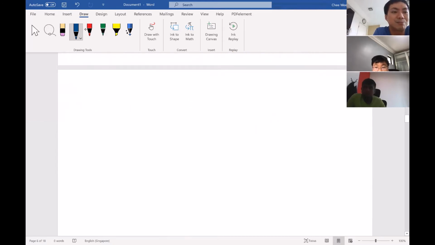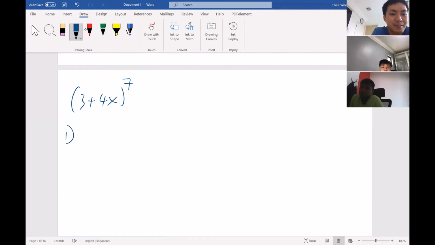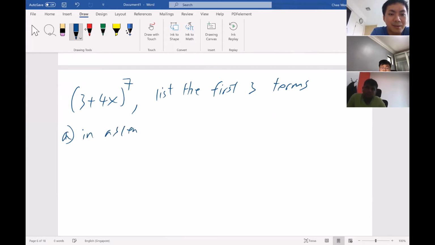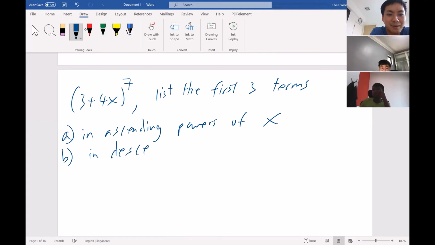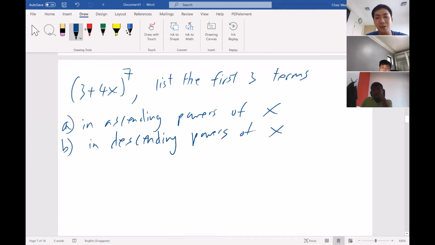But let me just sidetrack for a little while and answer something that Pavan listed out just now. So suppose the question was 3 plus 4x to the power of 7. Okay. Then we say, list the first 3 terms in ascending powers of x. Then part B is in descending powers of x. Okay, so this is how the question is actually determining how you should expand.